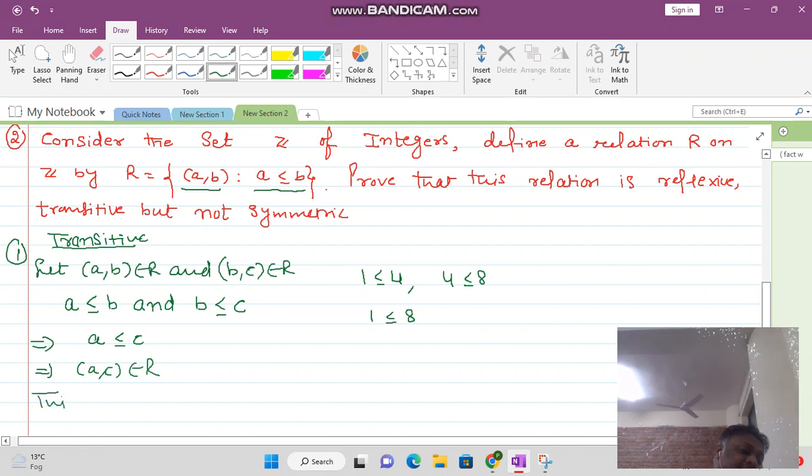So this relation is transitive. Okay, this relation is transitive.